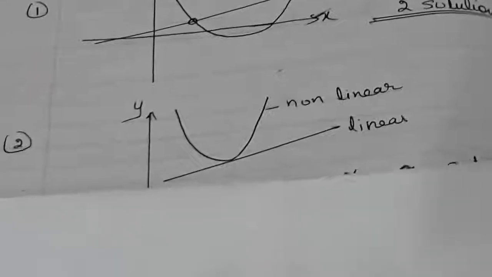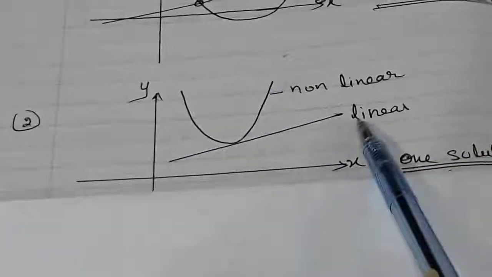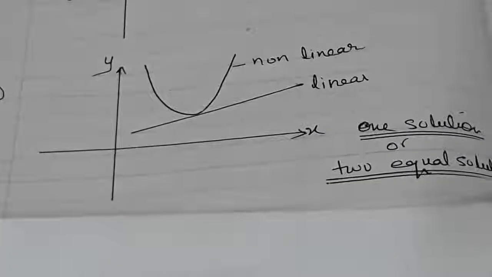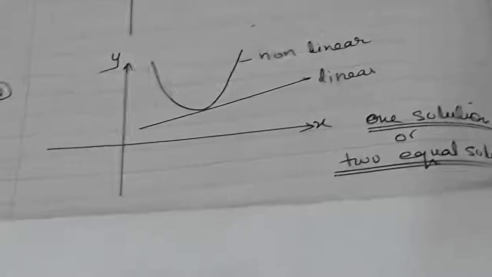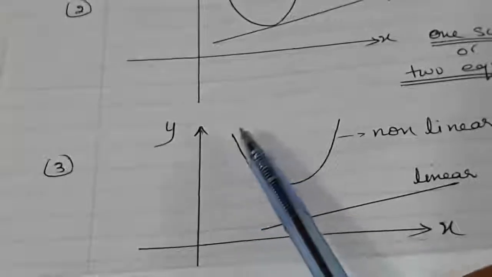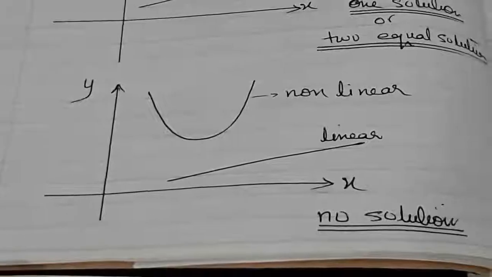The second case is when there is a line, a linear equation, and a curve. When you plot it, it just touches at 1 point. It means you are getting one solution, or you can say two equal solutions. And the third case is when you sketch a linear line and a non-linear curve and they do not intersect. It means there is no solution for such a linear and non-linear curve.